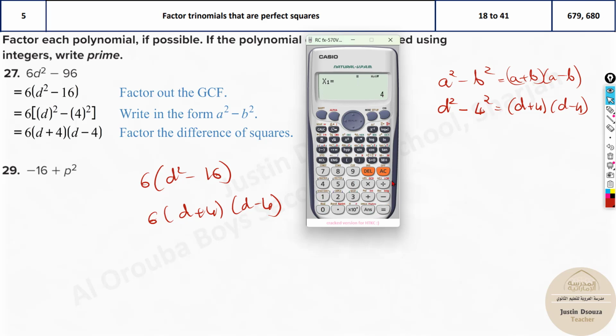Now, see over here, the answer is plus 4, minus 4. That means d minus 4, when it goes to the other side, becomes plus. I'll just write it out. This is x equals minus 4, x equals plus 4. So you have to take it inside, it will become x plus 4, x minus 4. This is the thing. Instead of x, we have d. So these are the factors.